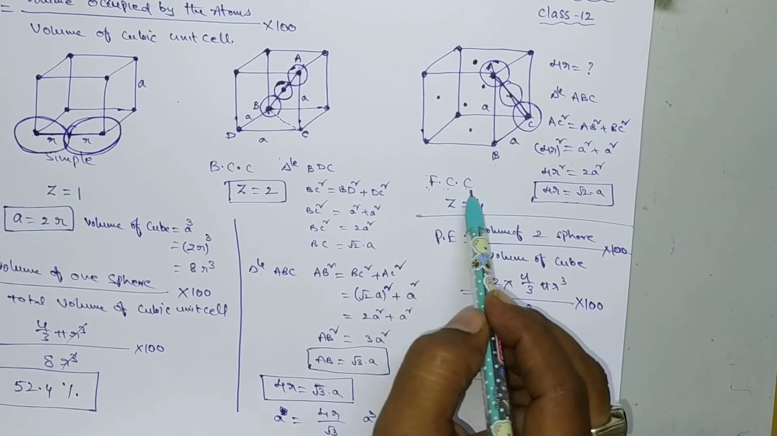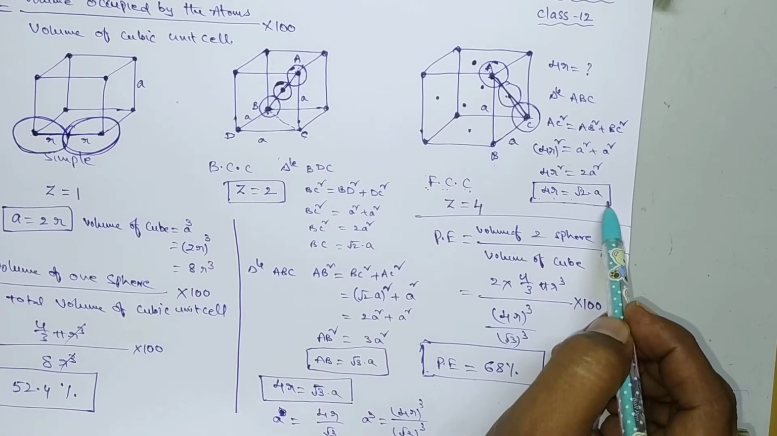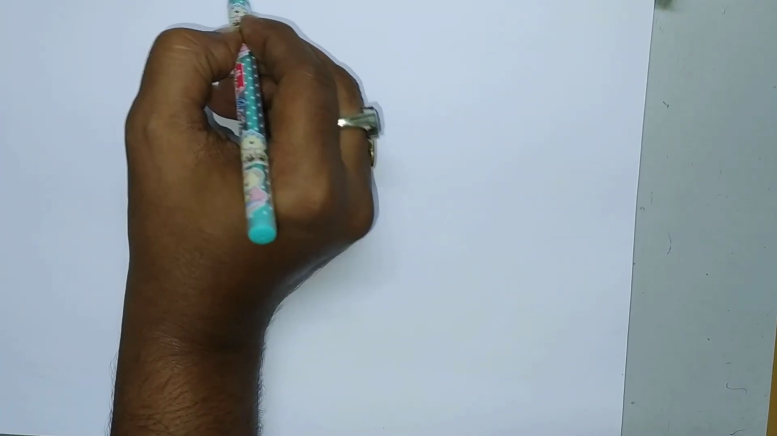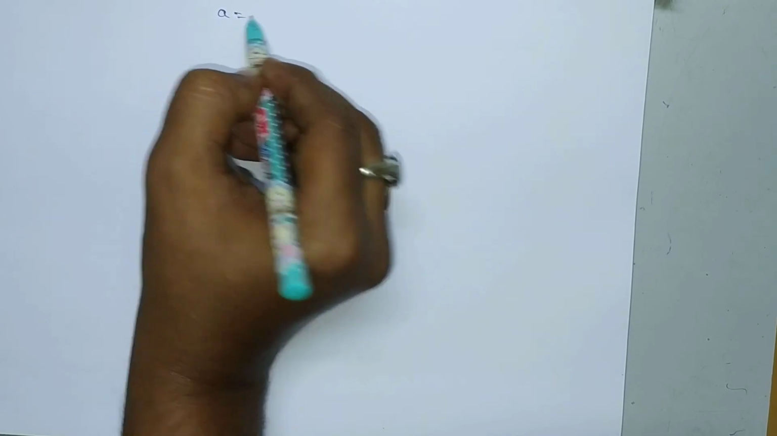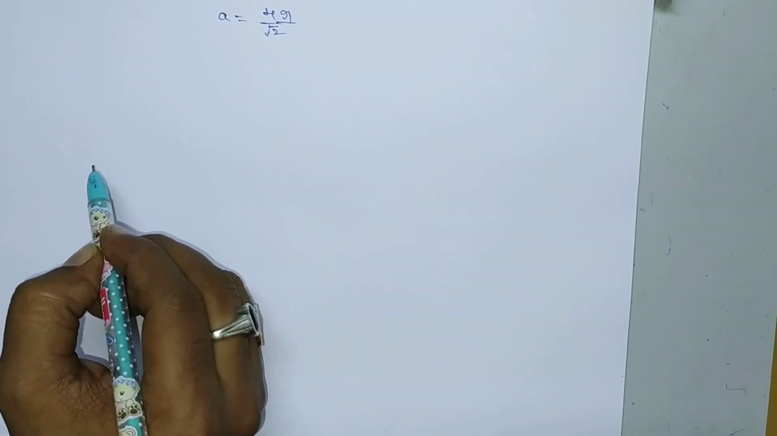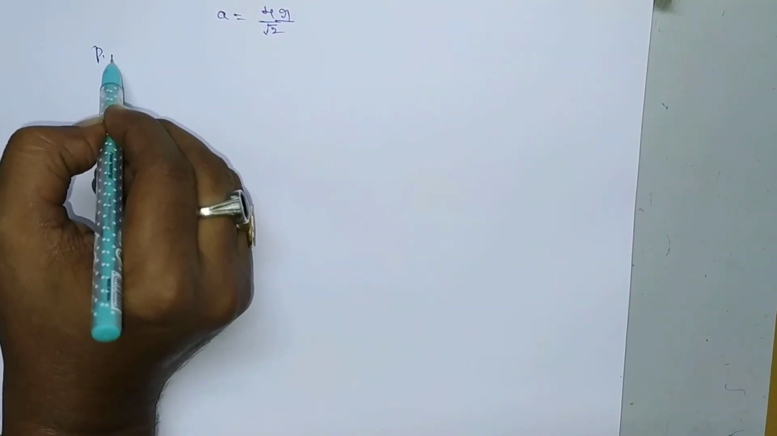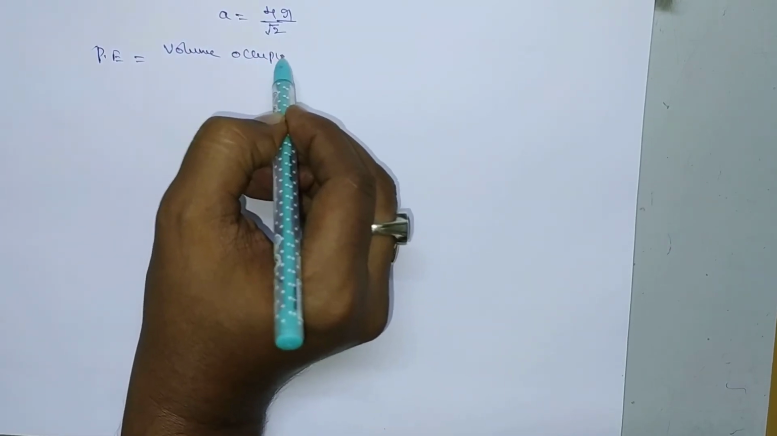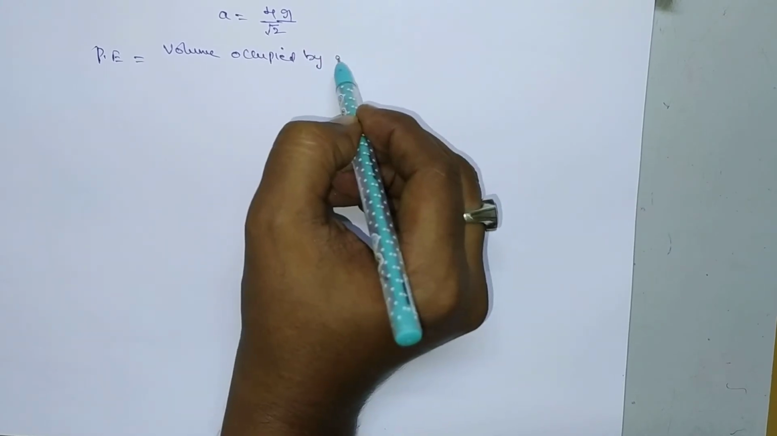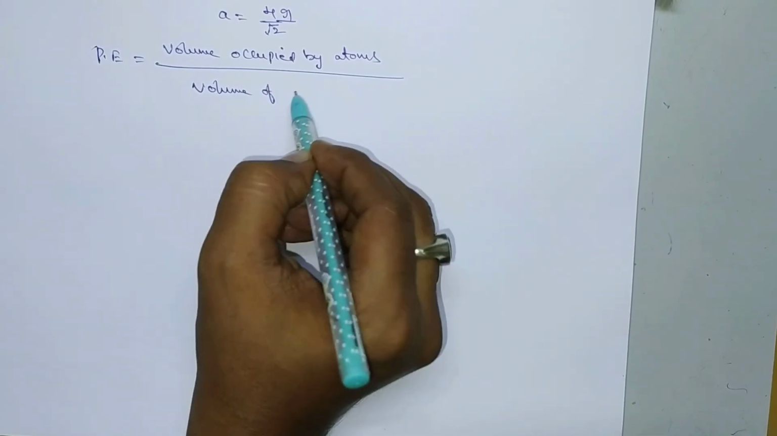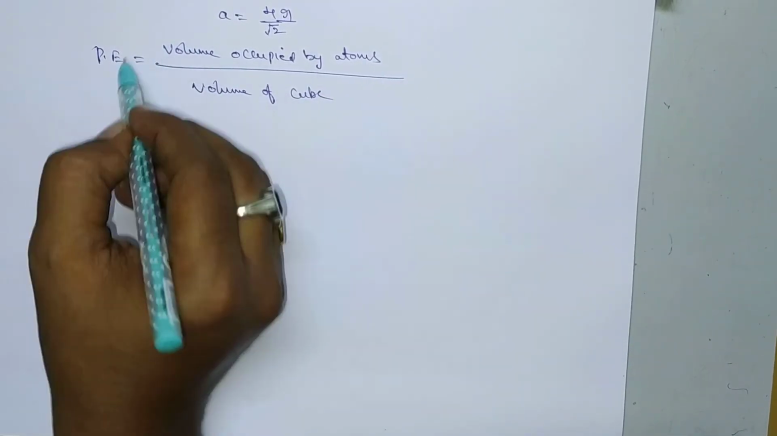So in case of face centered cubic structure, 4r is equal to root 2 a. So a is equal to 4r by root 2. Okay, so now we have to calculate the packing efficiency. So packing efficiency is equal to the volume occupied by all atoms, divided by the volume of the cube, that is the cubic unit cell.